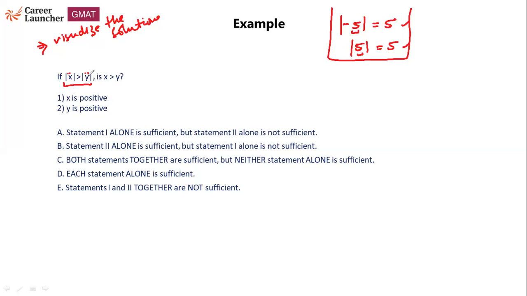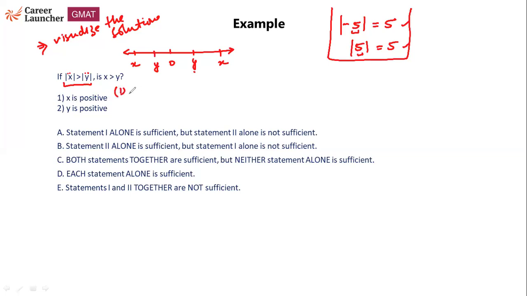Now, x modulus greater than y modulus, can we visualize that x is far away from the origin? X is far away from the origin, y is closer to the origin. X could be positive, x could be negative, y could be positive, y could be negative. Now let's try the first statement.